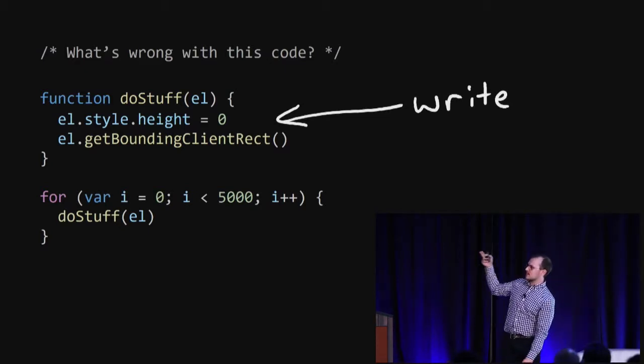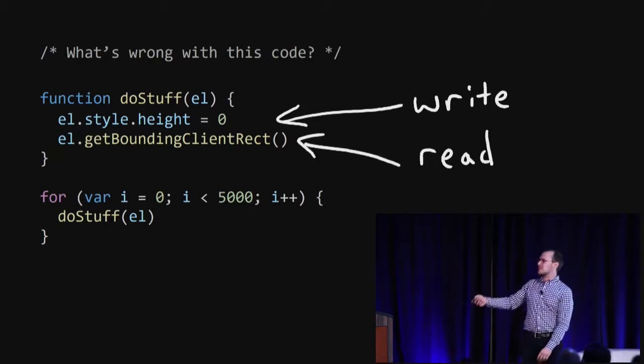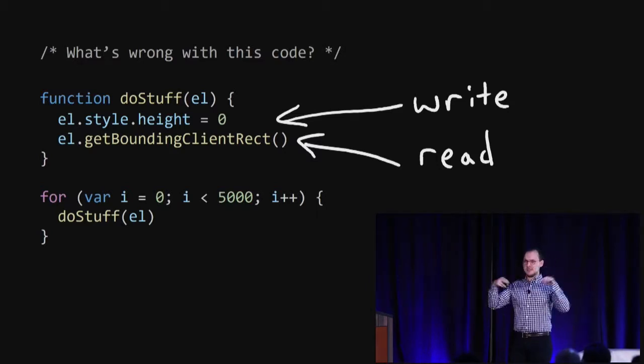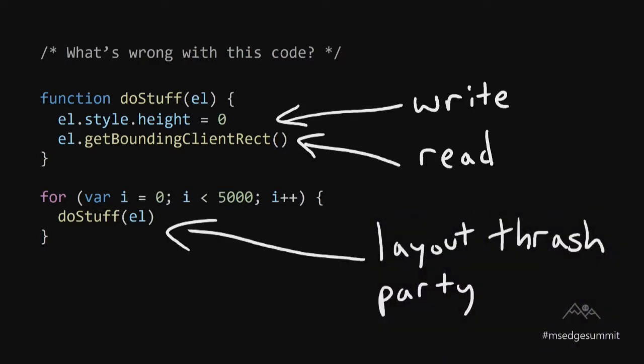We've got this function, it's taking an element, right? And we're writing to the DOM, okay? We're setting the height on the element to 0. And then immediately afterwards, we are reading from the DOM. We are asking for the bounding client rect, right? The rectangle for the element, its x, y, its left, right, its width, height, all that stuff. And then just for kicks, we are going to do that in a tight loop 5,000 times, which means this is a layout thrashing party, right?